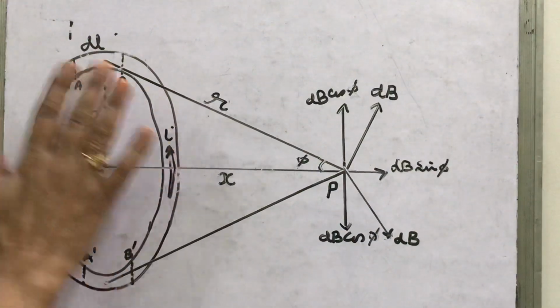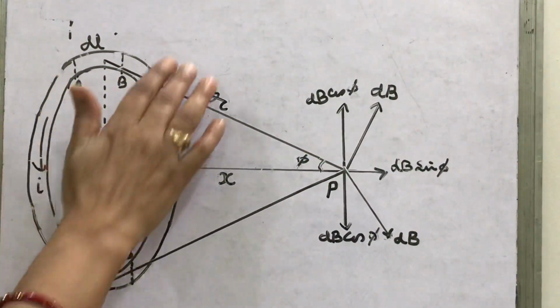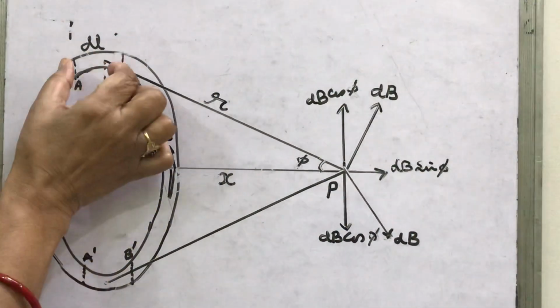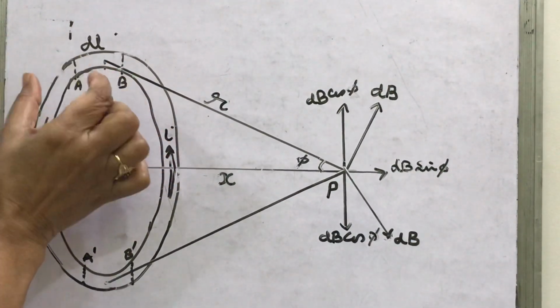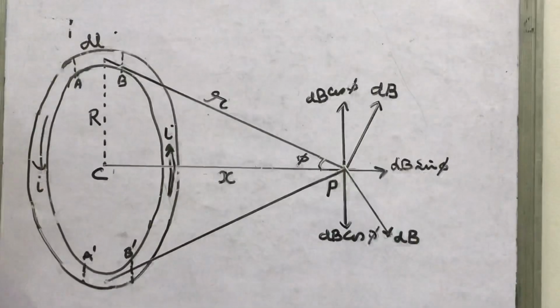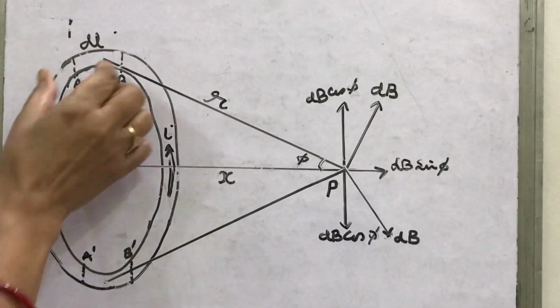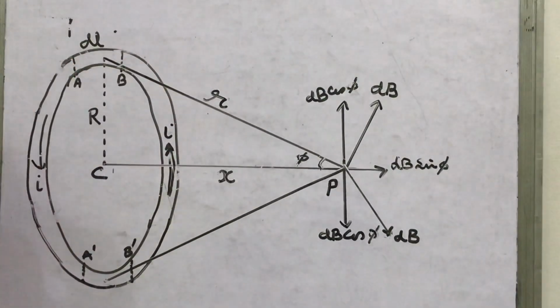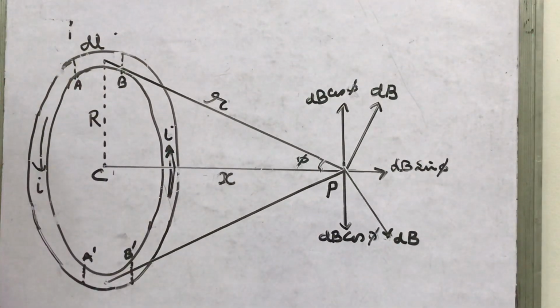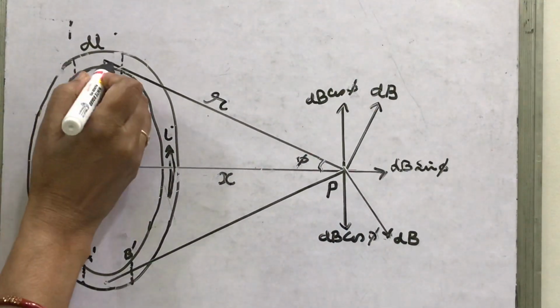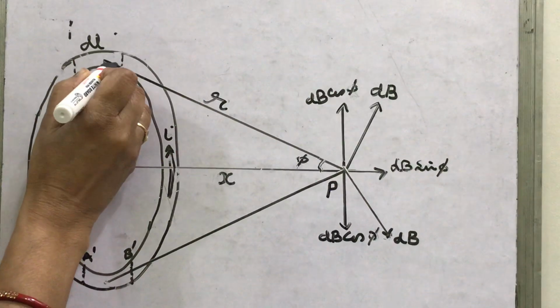We know that in Biot-Savart law, we write mu naught upon 4 pi, the small element of current produces magnetic field dB. What is dB equal to? Mu naught upon 4 pi I dl sin theta upon r square. I have not shown theta here. This is the theta, and what is this angle?